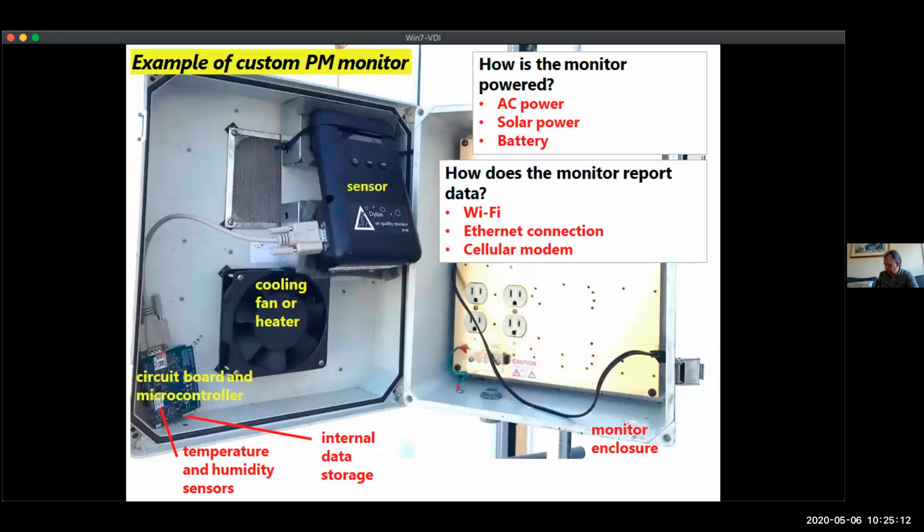And this is an example of the particulate matter monitor being used in the IBAN network. So you can see that it's really custom built to meet the needs of the community, right? It has a cooling fan and a heater. It has a sensor that measures particulate matter. It has a small computer where data is being stored. It measures temperature and humidity. There's also an enclosure to keep it safe and free from obstruction from dust and other things that might interfere with the monitor and the sensors that are inside.